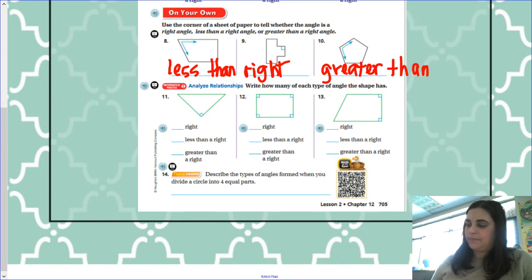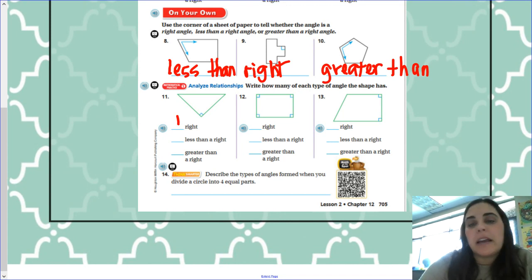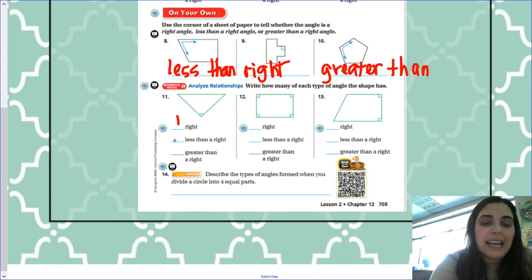Okay, let's get started. Okay, number 11 has 1 right angle. So if you said 1, that's correct. Remember, if you make a mistake, that's okay. We learn from our mistakes, just erase and write the right answer. Any that are less than a right angle? Yes, 2. Greater than? No.